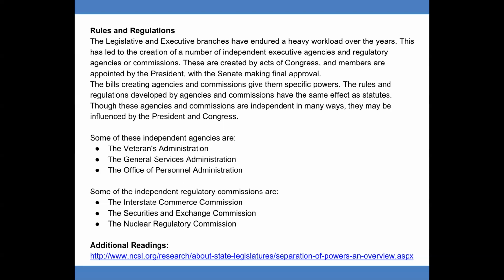Some of these independent agencies are the Veterans Administration, the General Services Administration, the Office of Personnel Administration. Some of the independent regulatory commissions are the Interstate Commerce Commission, the Securities and Exchange Commission, the Nuclear Regulatory Commission.